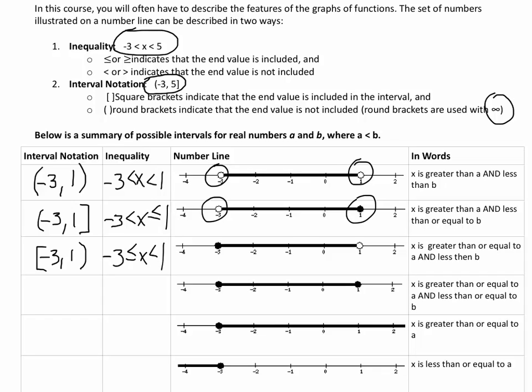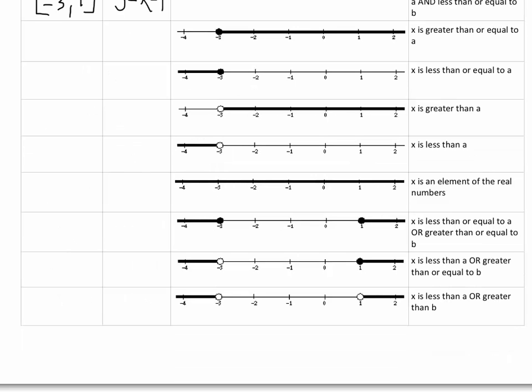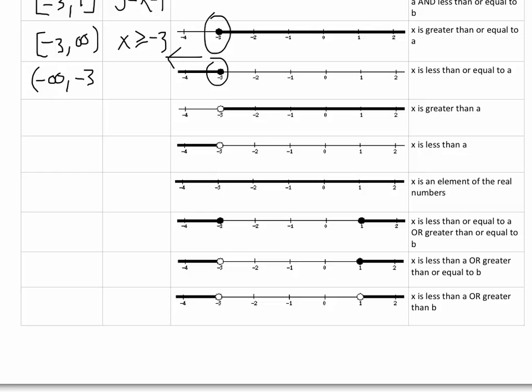I'm just going to fill the rest of these in. This would be both square brackets or less than or equal signs. And the next one here includes -3 and continues on forever. So we would use infinity and a round bracket. Or we would simply say x is greater than or equal to -3. For this one, continues on this way. So we would have -infinity to -3, square bracket, or x is less than or equal to -3.